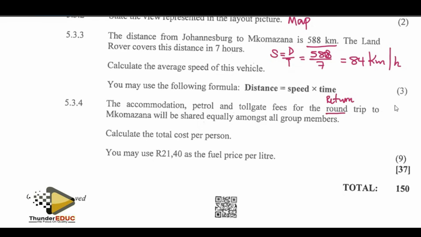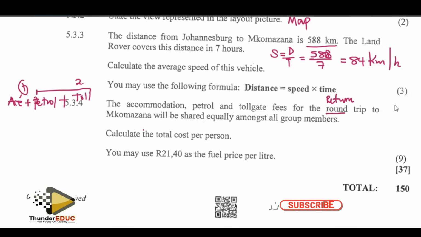So which values are we going to multiply twice? Because there are some values. For example, the toll gate, when you're going, you pay, then as you come back, you also pay. The petrol fee, we need to find out how much they paid for petrol. That's times 2 also. Accommodation is once off. There's nothing much to do. So we're going to say accommodation, petrol, and toll gate. The petrol and toll gate we need to multiply by 2. Accommodation is once, because once you're there, you sleep once and you come back.